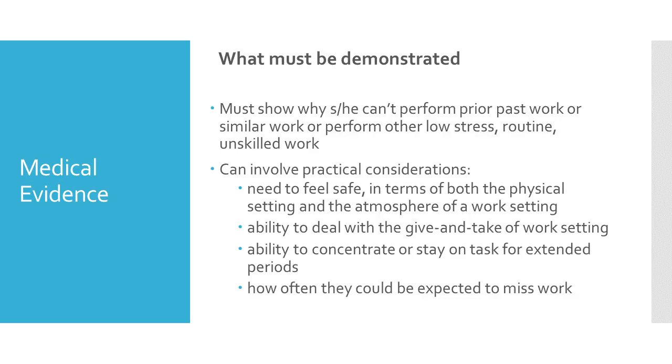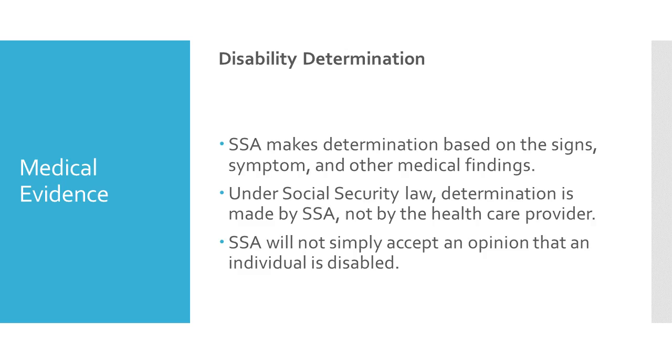If somebody needs to feel safe in terms of both the physical setting and the atmosphere of a work setting, that's a factor that needs to be considered in determining whether that person can work and what kind of work that person can do. The ability to deal with the give and take of a work setting, concentration, staying on task, and missing work, whether it's because of a work-related event or because of a personal event related to the disability. Those are all factors that are going to be considered.